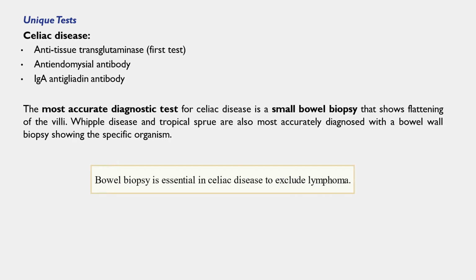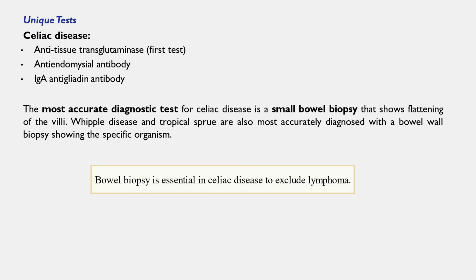Let's go to celiac disease. The unique tests are, first, anti-tissue transglutaminase, number 2, anti-endomysial antibody, and number 3, IgA anti-gliadin antibodies.